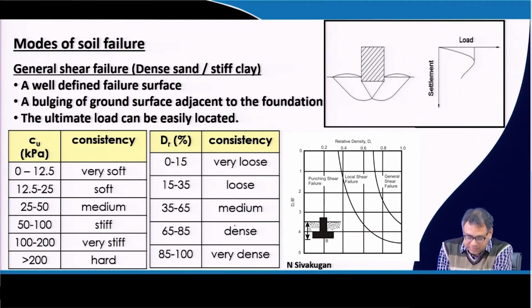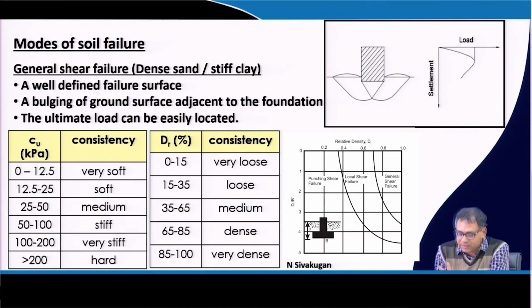Here also we can see the general shear failure is dense sand. So, this is 65 to 85, so more than 70 around. From this chart also we can see, depending upon the Df by B, and these are the different ranges, and this is the relative density on the x axis. So, we can say that if the relative density is more than 70%, there will be a general shear failure.